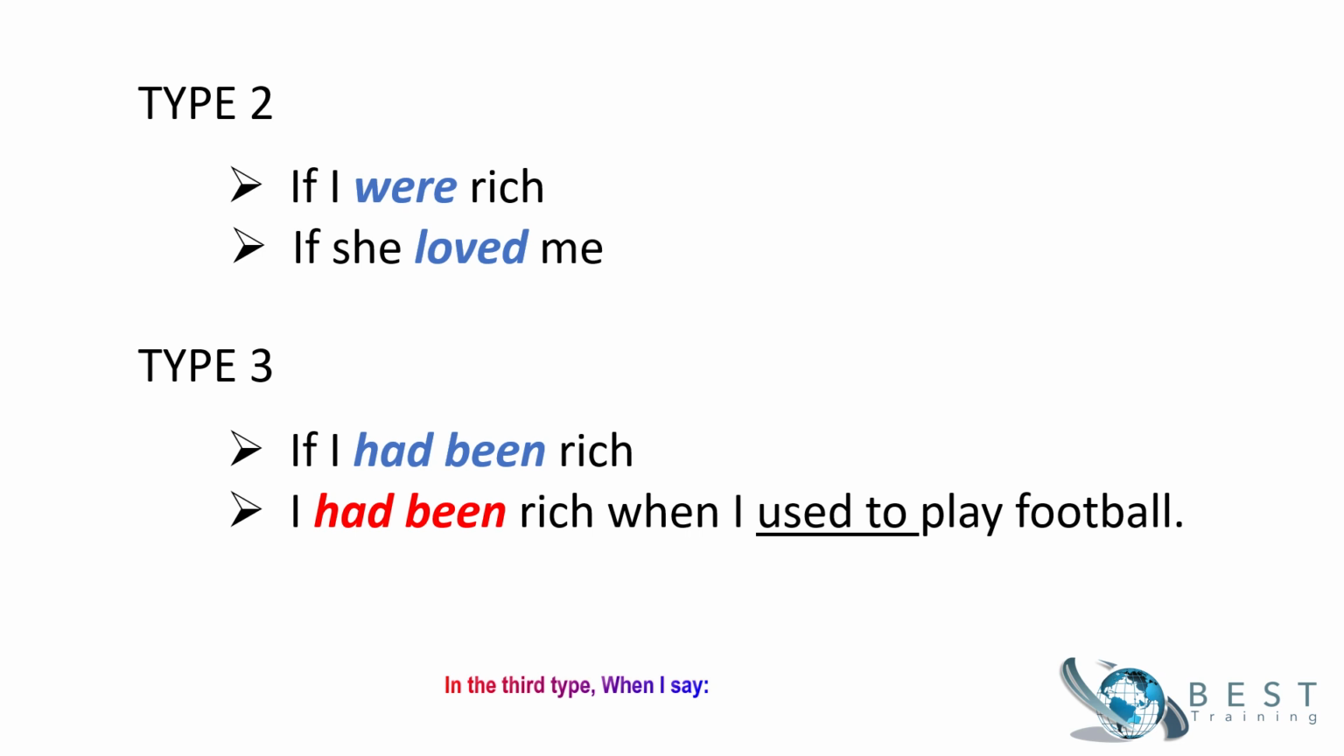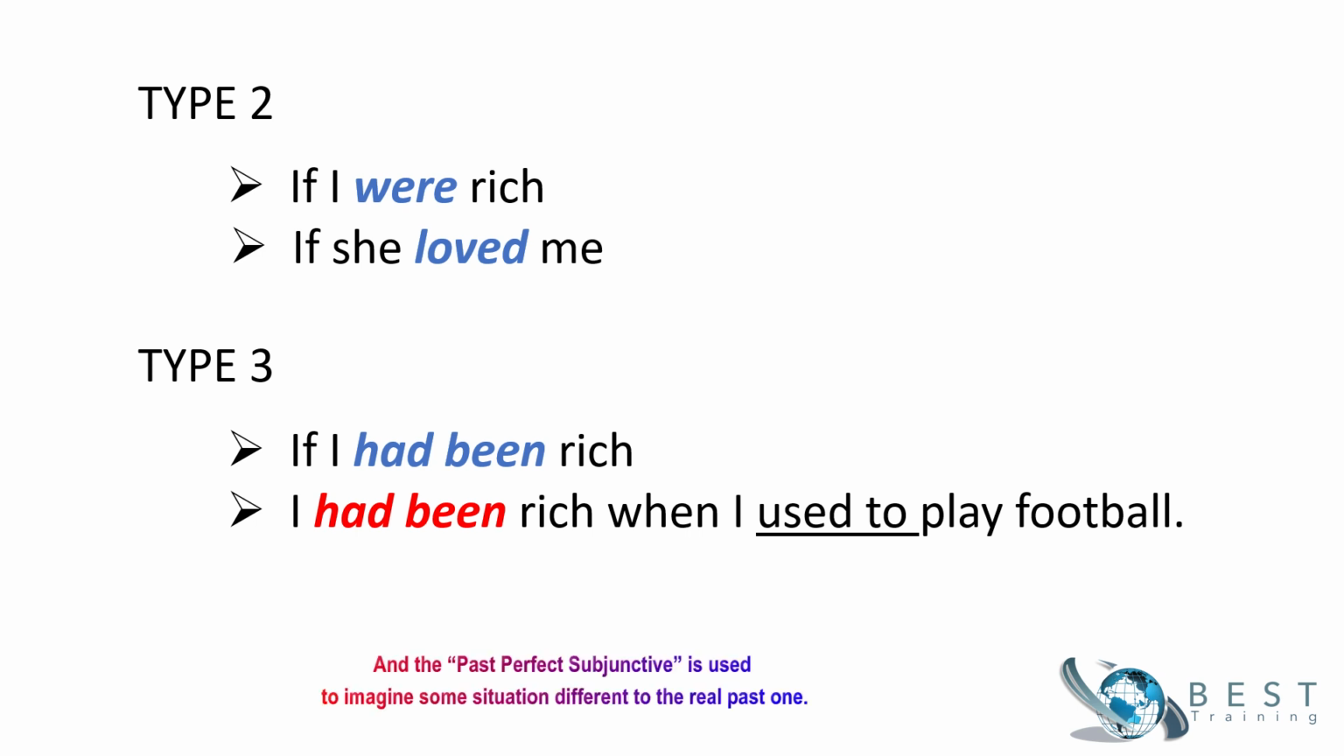In the third type, when I say, if I had been rich, I imagine something different to the real time in the past. But when I say, I had been rich when I used to play football, it's a real past action. It's the past perfect indicative mood. So the past subjunctive is used to imagine some situation different to the present fact. And the past perfect subjunctive is used to imagine some situation different to the real past one.